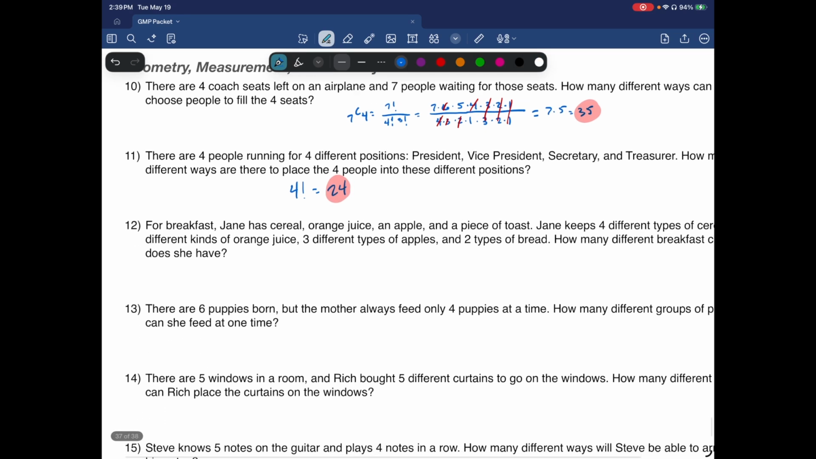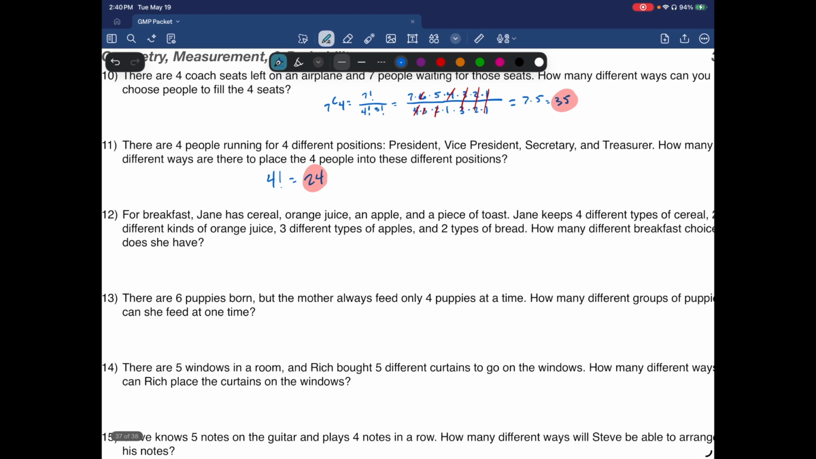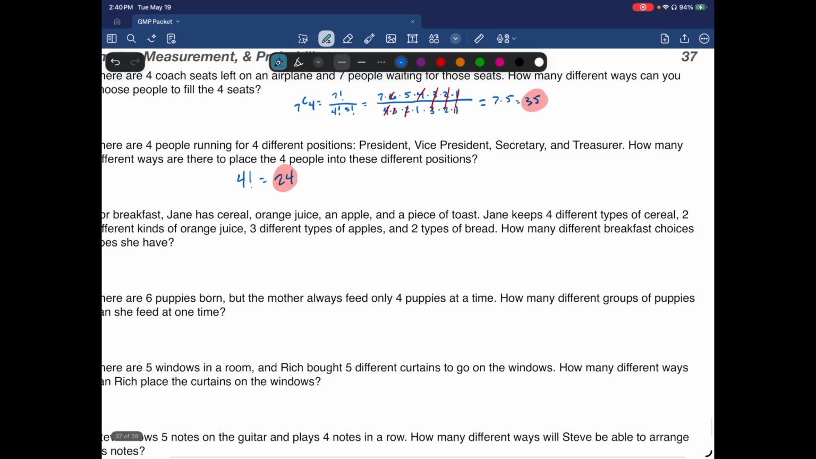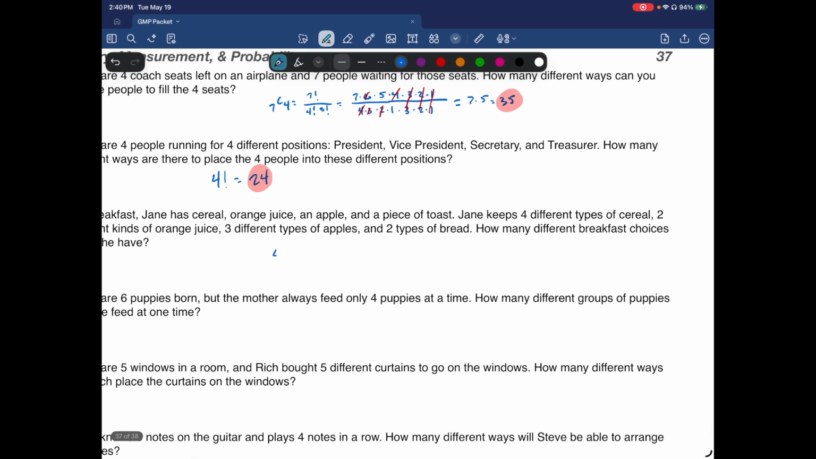All right, for breakfast, Jane has cereal, orange juice, an apple, and a piece of toast. Jane keeps 4 different types of cereal, 2 different kinds of orange juice, 3 different kinds of apples, 2 different kinds of breads. How many choices can she get? So that's simple multiplication. 4 times 2 times 3 times 2. All right, 8 times 6 is 48.